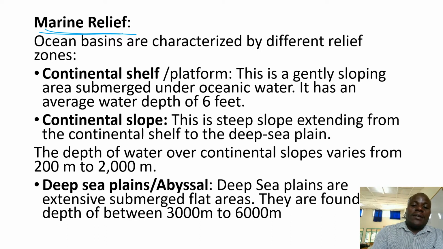Zone number 1, we have continental shelf or platform. This is a gently sloping area submerged under oceanic water. It is gently sloping. It is not very steep. It is not very flat. It is gentle. We have a diagram which will help us to illustrate and summarize these zones.